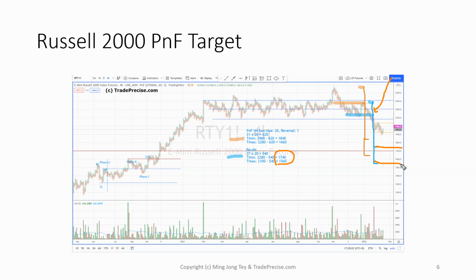So that is the zone. It just coincides with each other quite well. So I will probably say that is somewhere around 17. So that should be around the target.